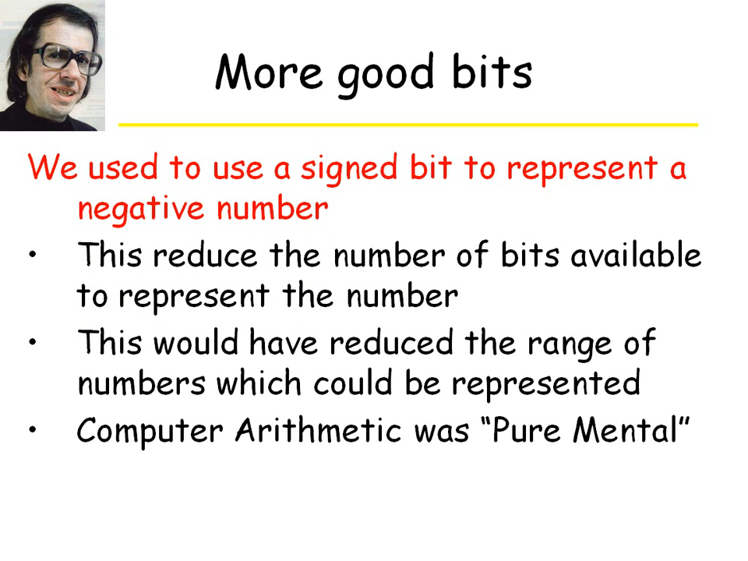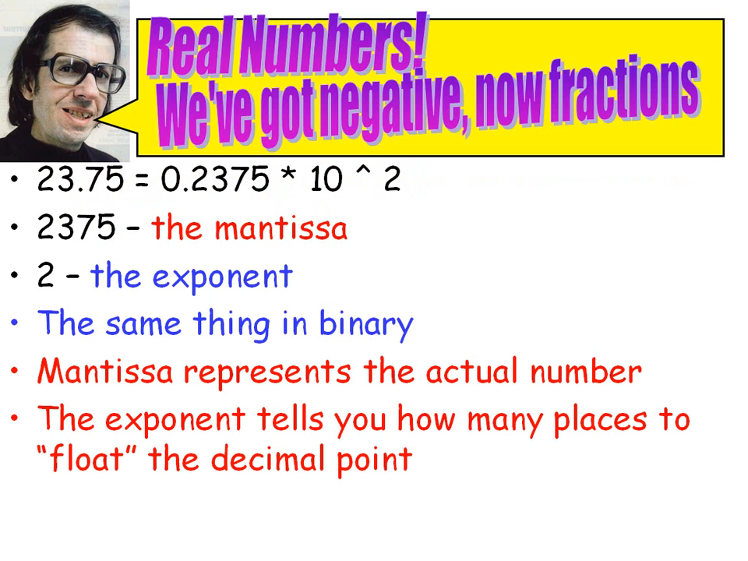The computer arithmetic is a lot easier because it's inverting and adding 1 compared to the signed bit notation, so there's a lot of reasons why 2's complement is a lot better. Next, we've looked at negative numbers and we've looked at whole numbers. Now we're going to talk about fractions, real numbers.